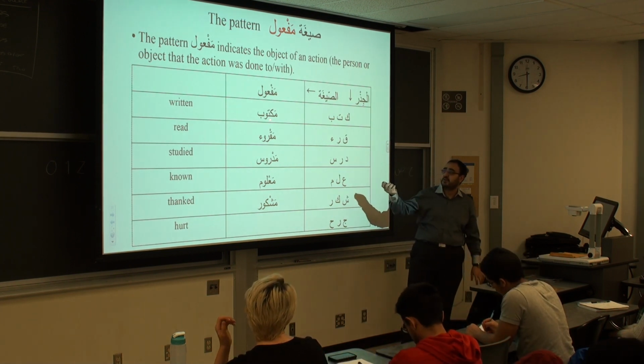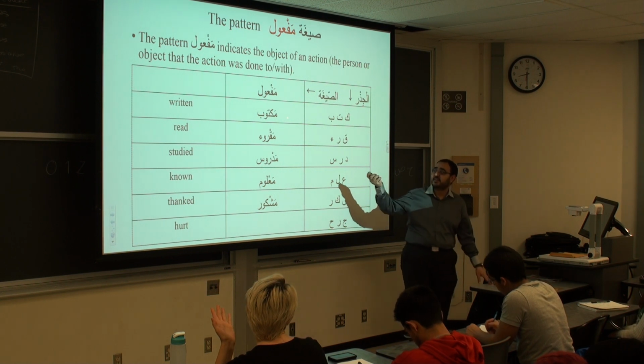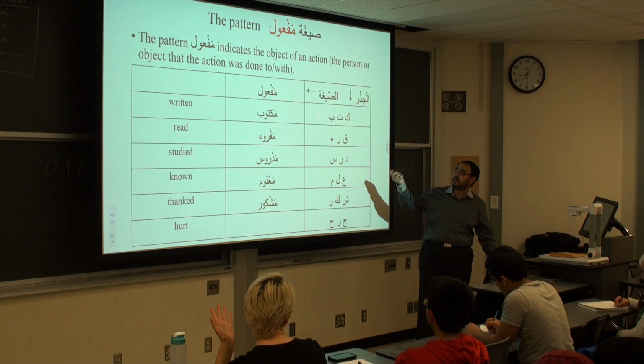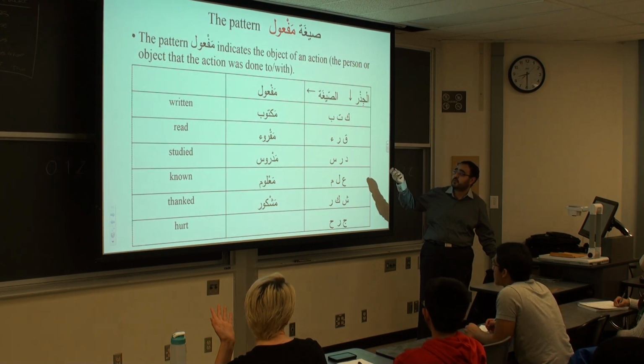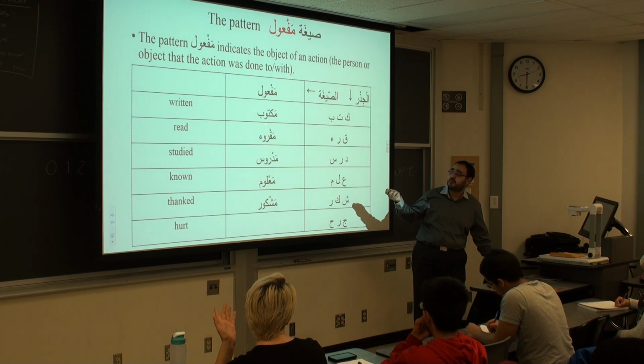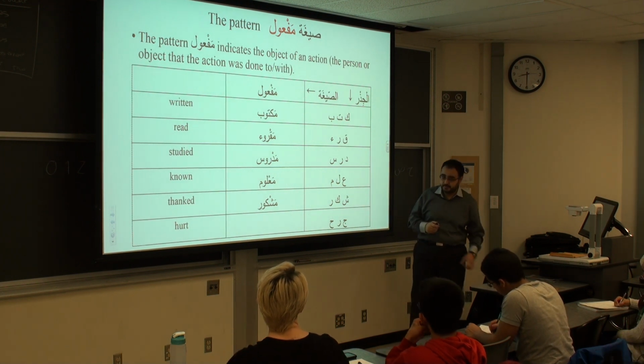Okay, so maktub, it will indicate the object of the action. What this action is, okay, that's determined by the root. Okay, so it will be the action of writing. Okay, and maktub will be the written.